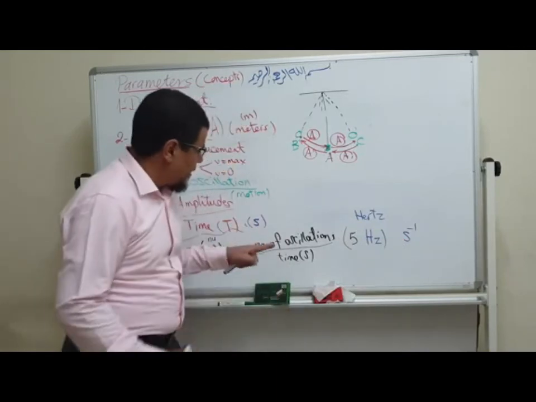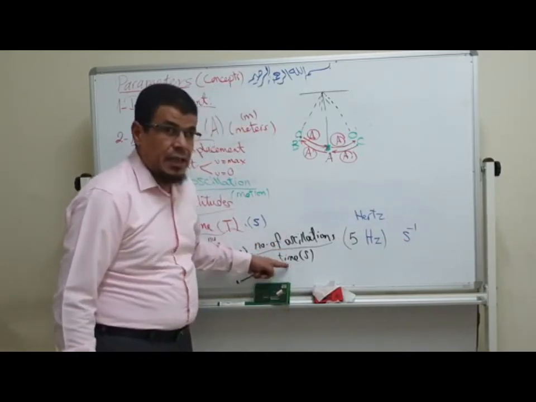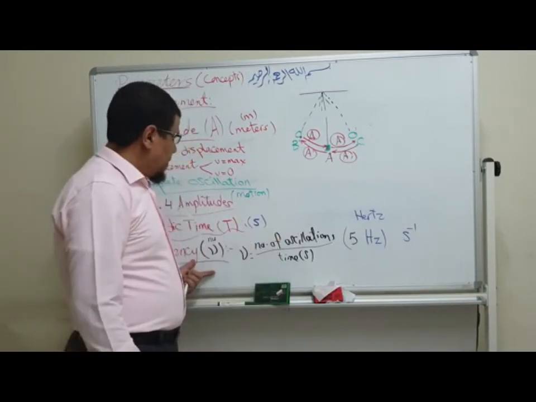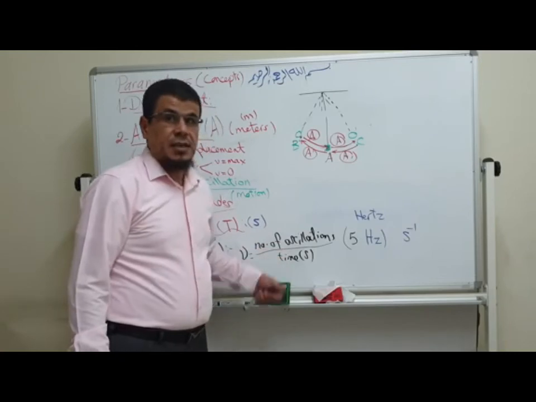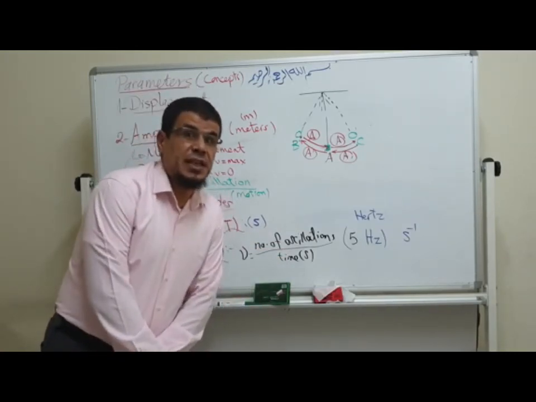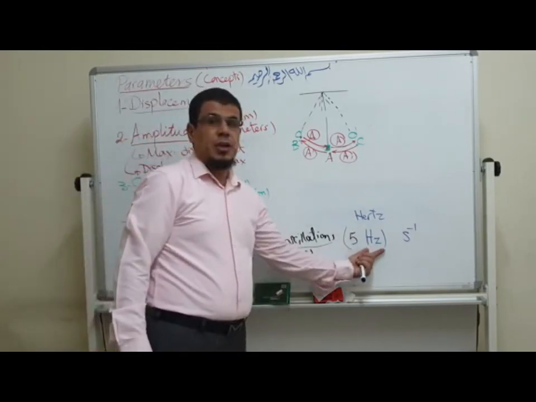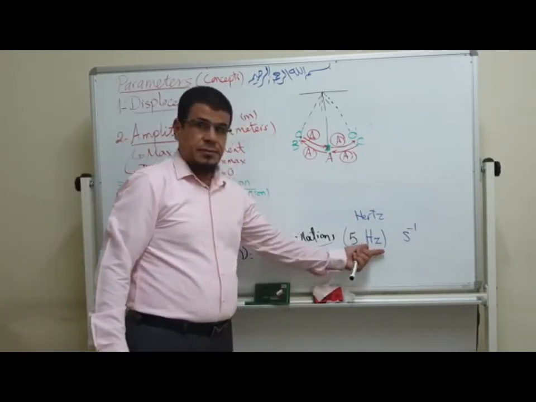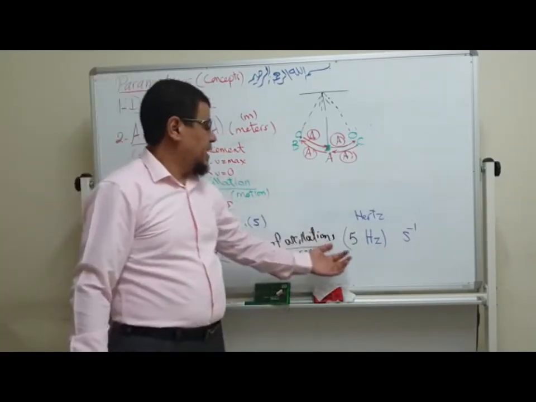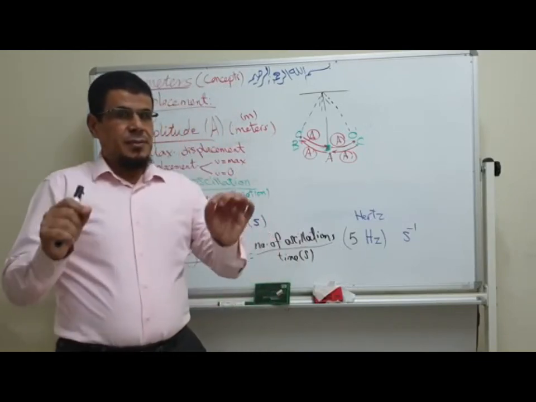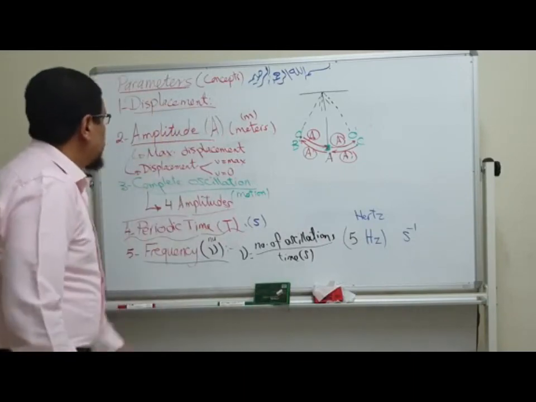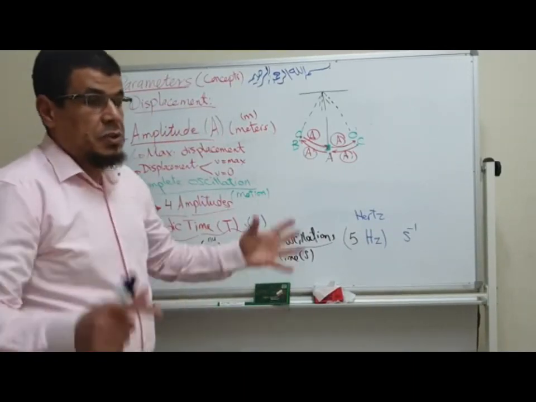Can I say, teacher, oscillation per second? Yes, of course. You can say that. The frequency equals 5 oscillations per second. Can I say 5 vibrations per second? Of course, yes. Can I say 5 waves per second? Yes. But the most common unit is hertz. So when I say the frequency equals 5, the first thing that comes as a unit is hertz. Okay, these are the 5 parameters related to the vibrations.